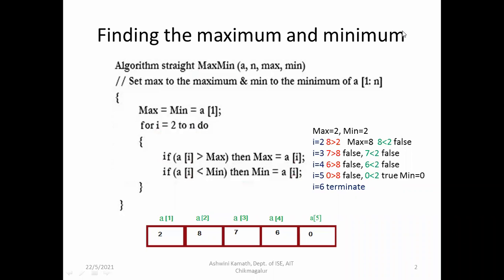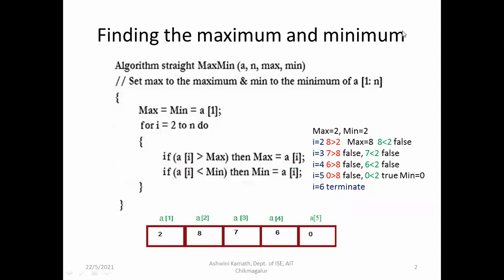So here the for loop values vary from 2 to n. That is 2 to 5 here. n is the number of elements, 5 here. So i is equal to 6 means it will terminate. The condition becomes false. It will come out of the loop and return the values of max and min. Max is equal to 8 and min is equal to 0 will be returned. I hope you understood. So that is the straightforward approach to finding the maximum and minimum element in the list.